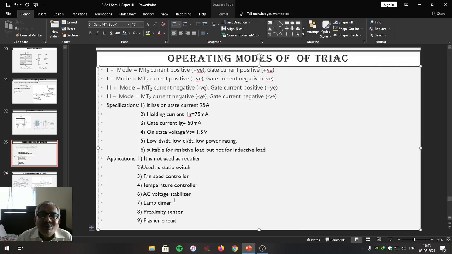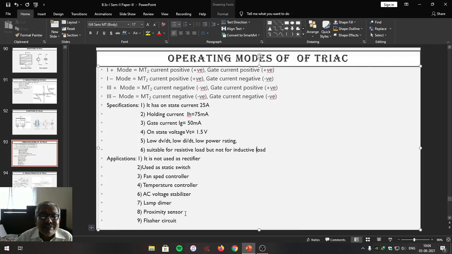Triac is used in an AC voltage stabilizer to keep the 230 volt output voltage constant. Triac is used in a lamp dimmer to reduce the intensity of light radiations. Triac is used in a proximity sensor.